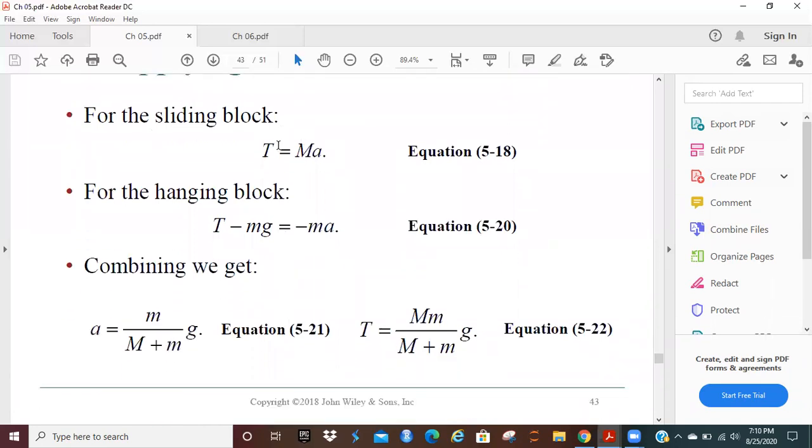For the sliding block, the tension is going to be equal to the mass times the acceleration, in other words, the net force. For the hanging block, the tension minus the mass times gravity is going to be equal to minus ma. If you combine those, you find out that the acceleration is going to be equal to this fraction times gravity, and that the tension, once you take this and substitute it in here, you'll determine that this is the actual equation for the tension.